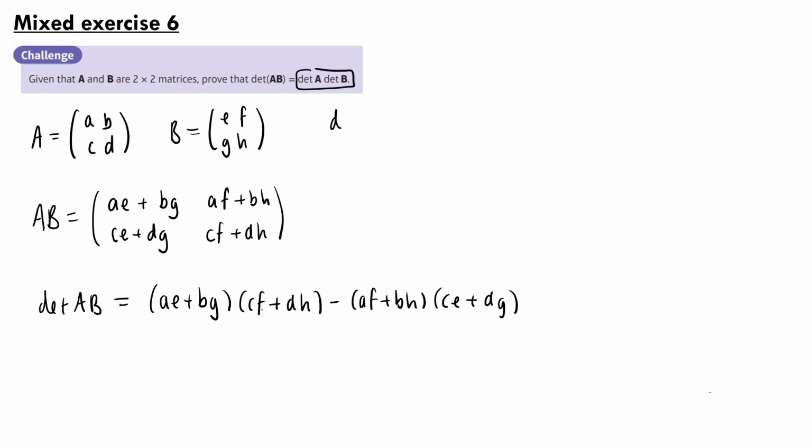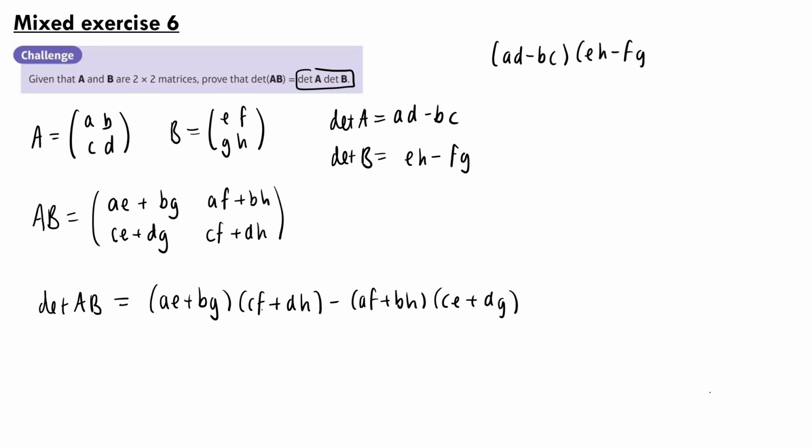So the determinant of A is equal to AD minus BC, and the determinant of B is equal to EH minus FG. And if we multiply these together, we get AD minus BC times EH minus FG. So now if we return to the determinant of AB here, we're aiming for something that looks like this, the determinant of A times the determinant of B. So we're aiming to simplify this down to look something like what we've got up there.